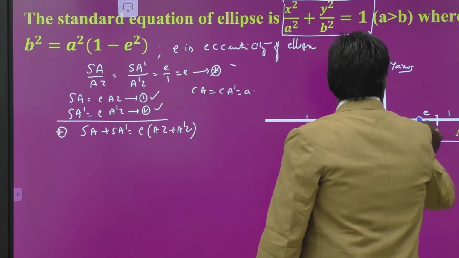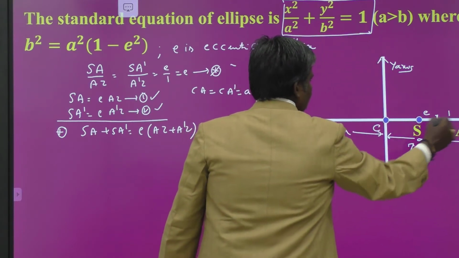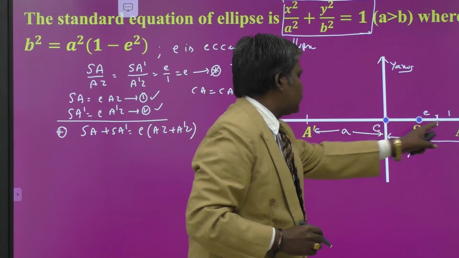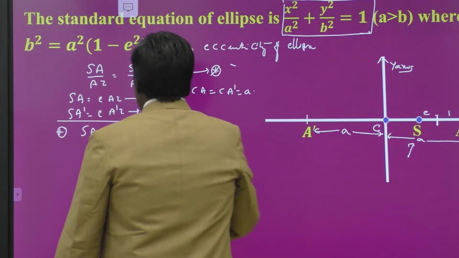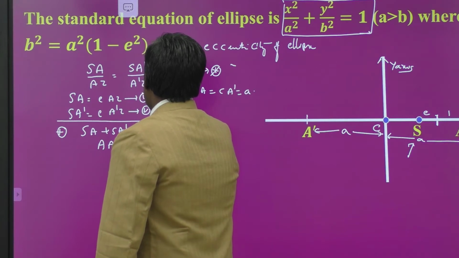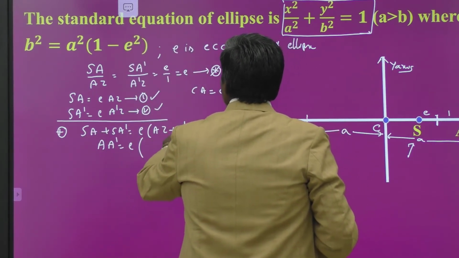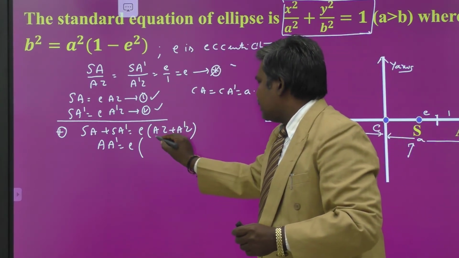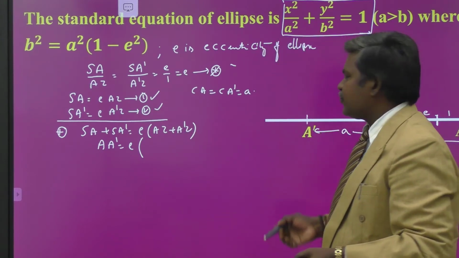SA plus SA dash. See here, this is SA. This here to here is SA dash. What is the total distance? SA plus SA dash is nothing but AA dash. AA dash is equal to E times of, I am going to convert these two values AZ and A dash Z in terms of C.